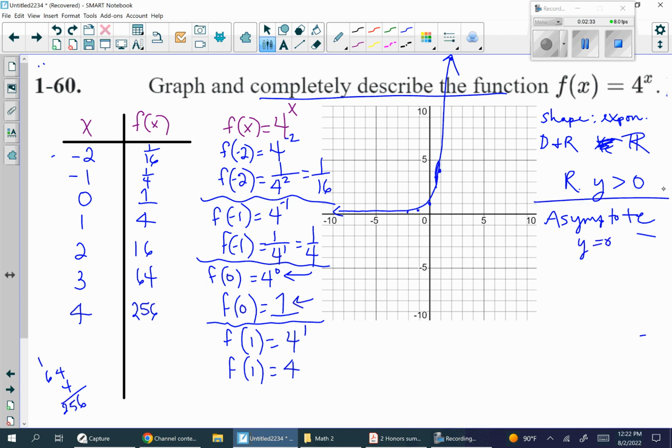And what else can we say? It is a continuous graph. Continuous, and it is a function, and I'm sure I'm missing something. It is a function, and I think we're good to go.